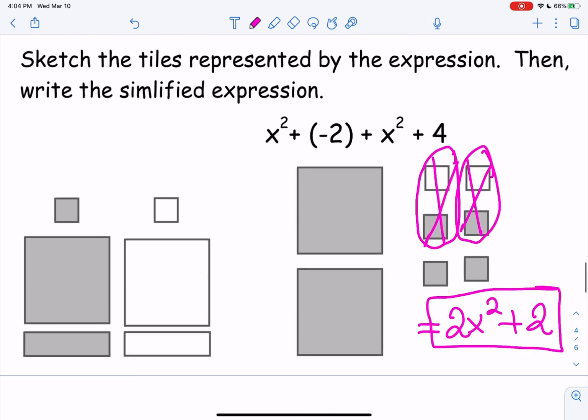All right, so whether you get an expression and you want to draw out the tiles, or you get the tiles and you need to come up with the expression, the important thing to remember is that 1 positive and 1 negative make a zero pair and cancel each other out. So you're looking for your zero pairs, you're canceling them out, and whatever's left over is going to be your answer.